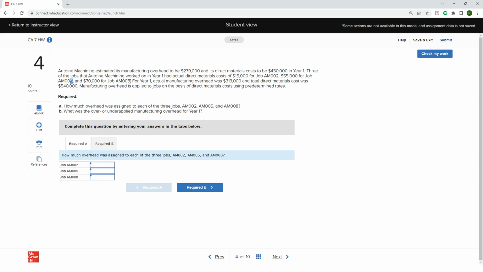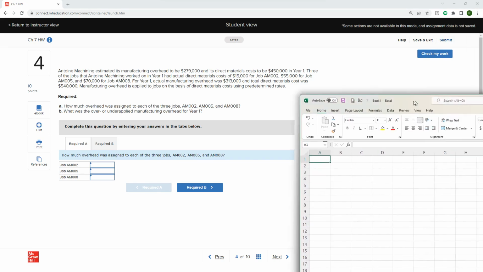It also says that manufacturing overhead was applied based on materials cost using predetermined rates. So when you see them use the term predetermined rates, you know that they're going to use the estimated figures to be applying these overhead costs. So the first thing we need to do is figure out what the overhead rate is. It tells us that we applied the overhead on the basis of direct materials costs using predetermined rates.